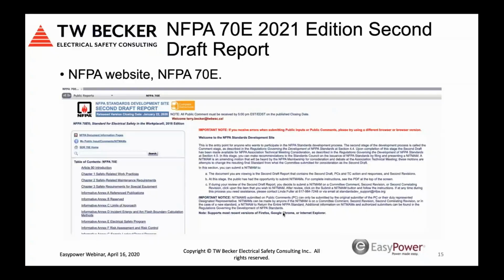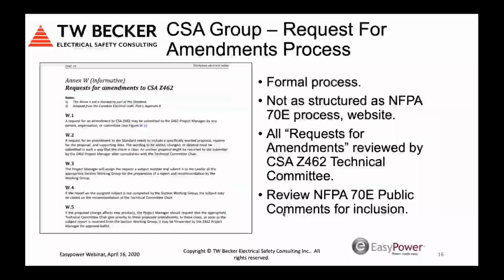And if you do some interpretation before it publishes, you better make sure that you follow up with the actual published document. CSA Group is a little bit different. It's not as formal. It doesn't have the software tool and the online system, but for Z462 and Annex W, public comments or requests for amendments can be made and submitted to CSA. And then the CSA project manager will receive those, and then the tech committee will review those. So it's the same process, just not as formal and doesn't have a software tool that's used. So the information is not as readily accessible to the public as the NFPA 70E website that I just showed you.